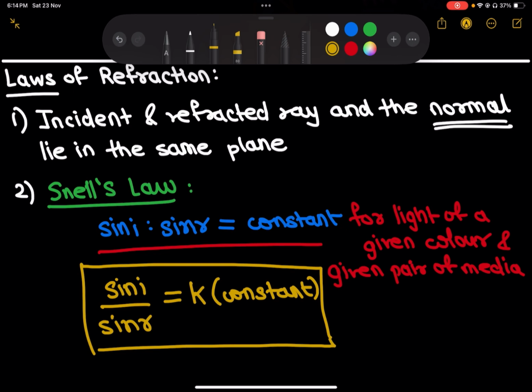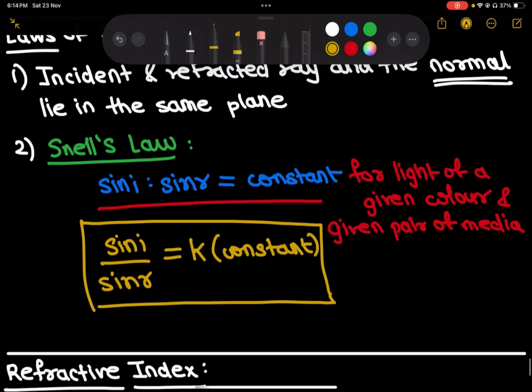So this is the formula. The statement is basically the same thing in words, which I stated at the start. The ratio of the sine of the angle of incidence to the sine of the angle of refraction is a constant for light of a given color and for a given pair of media. Okay, so you can write that, I hope so.